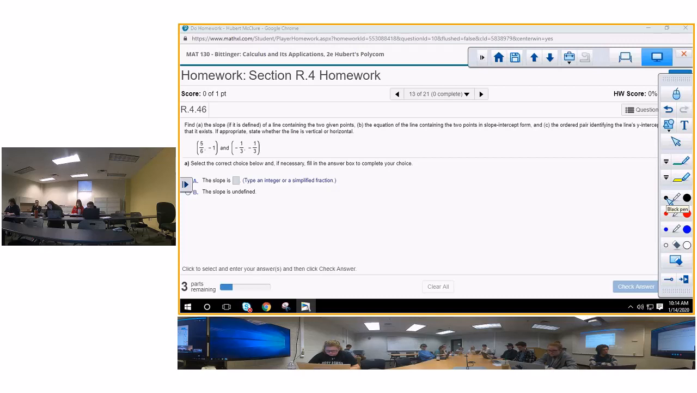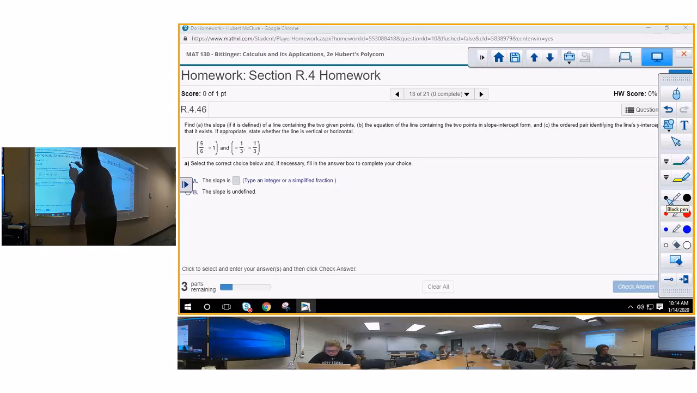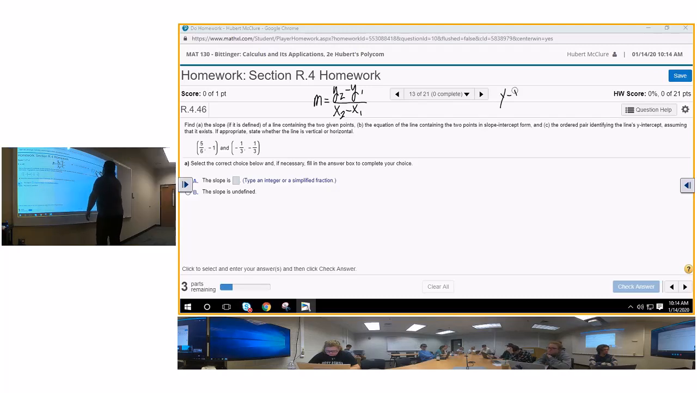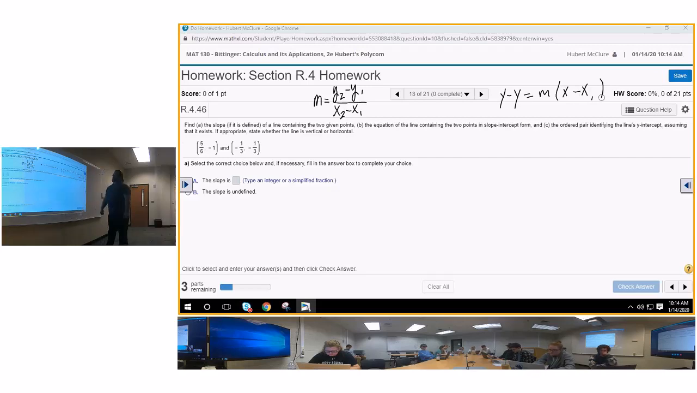The slope is m is equal to y sub 2 minus y sub 1 over x sub 2 minus x sub 1. Y minus y sub 1 is equal to m times x minus x sub 1. There is the slope equation and the point slope equation.